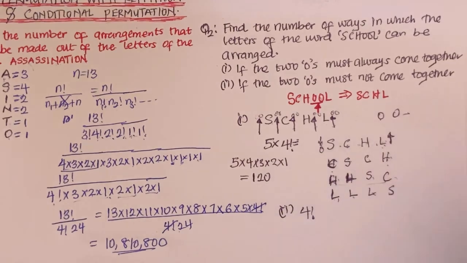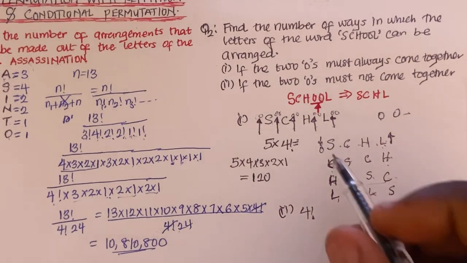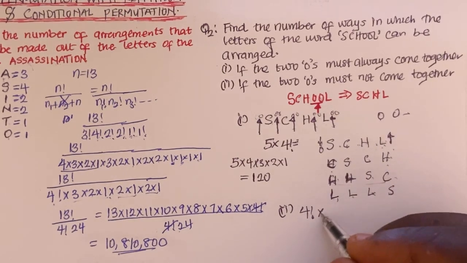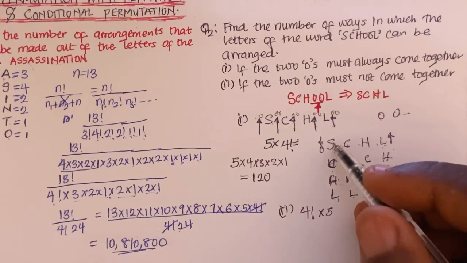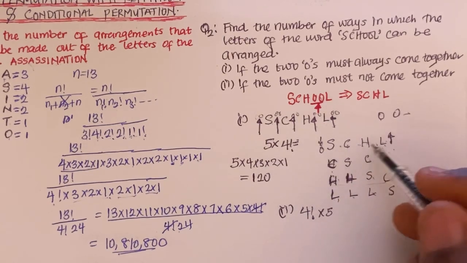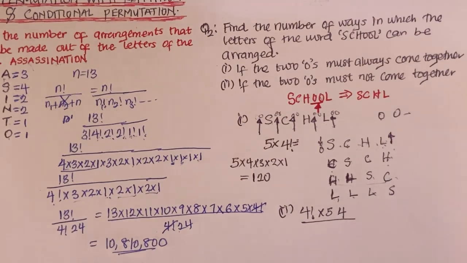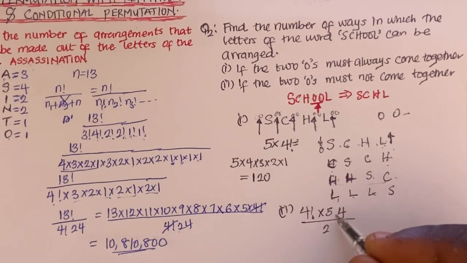But for the first, how many ways do I have? I have 1, 2, 3, 4, 5. That means for the first, I'm going to multiply this by 5, right? And total number of letters that are here is actually 4. Then I'm multiplying this by 4. All divided by how many O's do I have? I have 2 O's, right? Then here I'm having divided by 2.